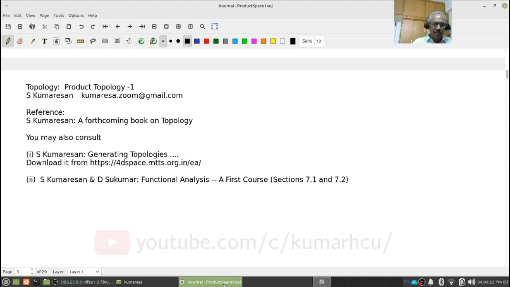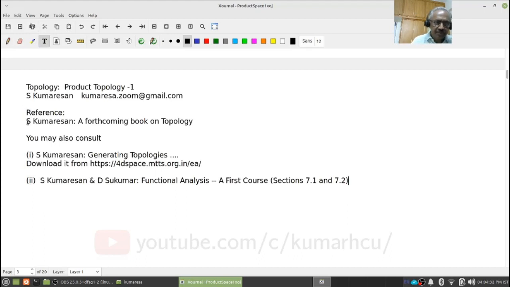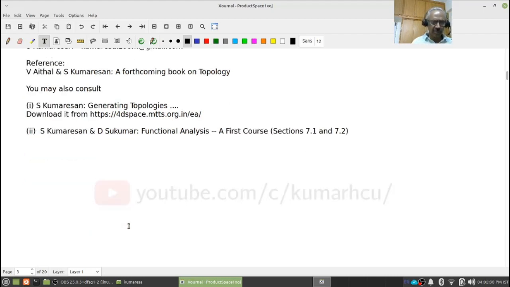The best reference is a forthcoming book on topology by me and my student. What I'm going to do will also be found on generating topologies, but that's for the later part of the course. Also some parts of it are used in Functional Analysis, a First Course, sections 7.1, 7.2. But what I'm going to do today is something very simple.